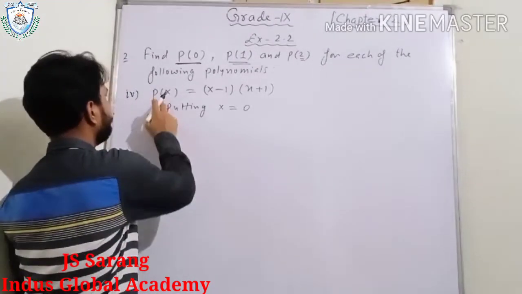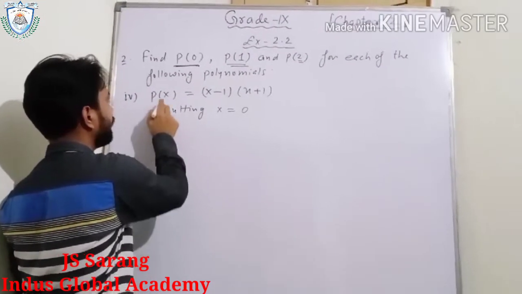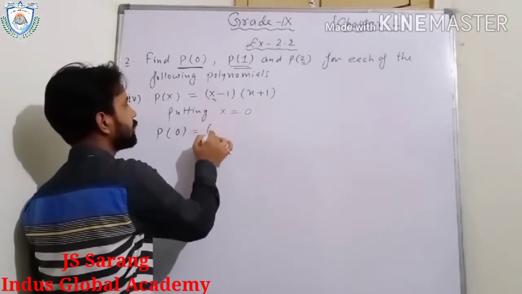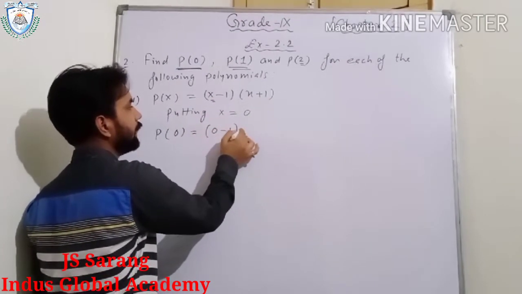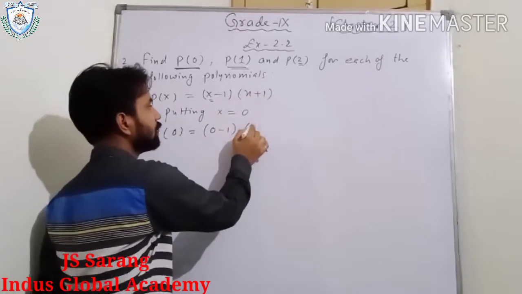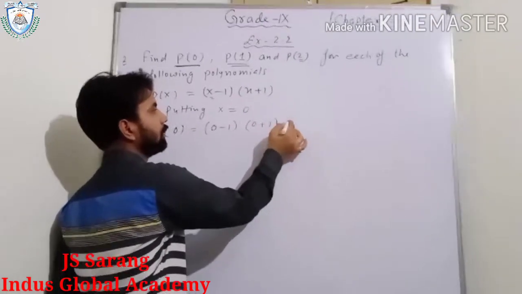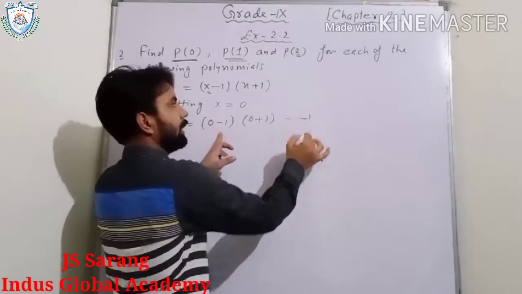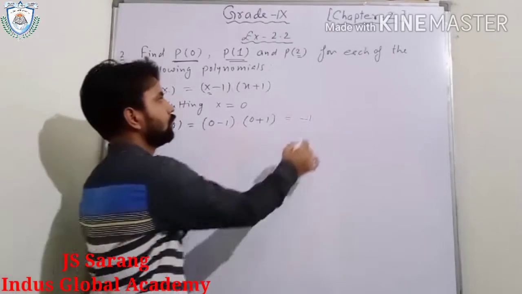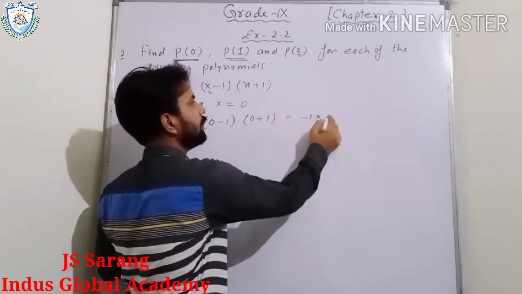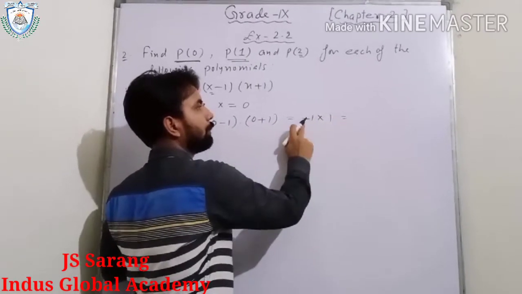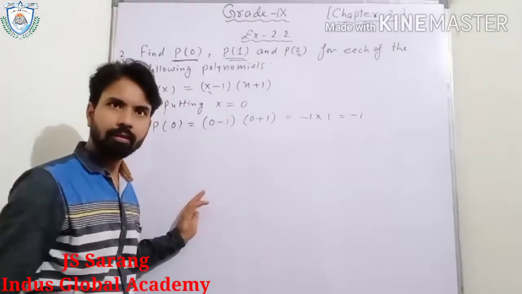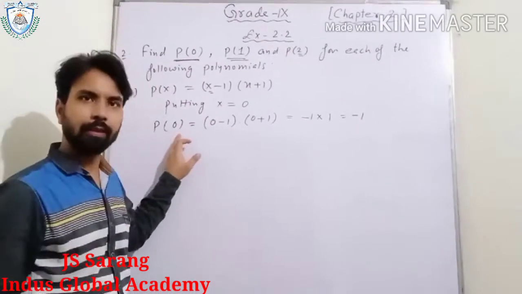So beta, if we put x equal to 0, then we will get p0 equal to, in first bracket, x is 0 minus 1 into next bracket 0 plus 1. So see, 0 minus 1 is minus 1 into 0 plus 1 is positive 1. Minus 1 into plus 1, we will get minus 1. Clear? So this is the value of P0.